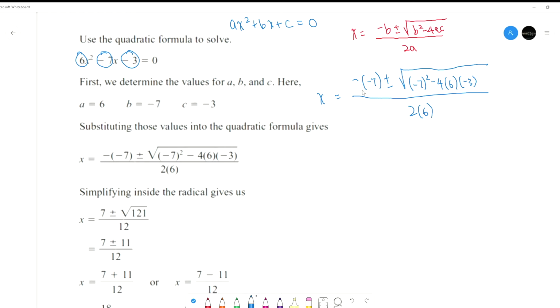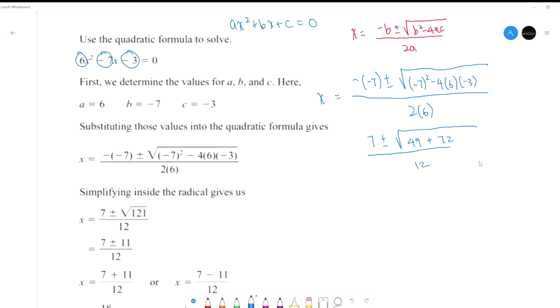All right, so let's solve this. We're going to simplify this a bit, right? Negative 7 is positive 7. Then we have plus or minus the square root of... If you don't want to do this by hand, throw this into the calculator, but make sure you use parentheses for that negative, right? Negative 7 quantity squared is 49. And then you have 4 times 6 times 3, so that's 72, right? Positive 72. And then over 12.